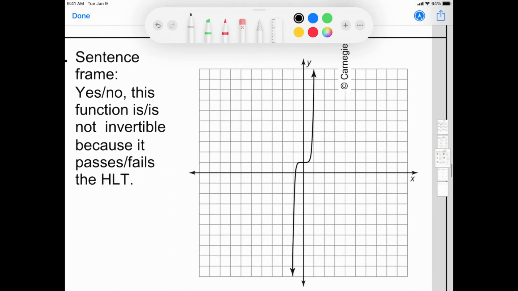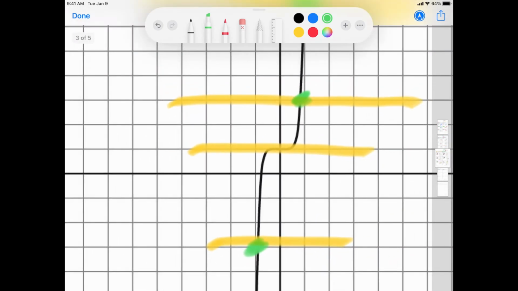All right, this looks like an odd degree function. I know that because I see the arrows going in opposite directions. I'm going to lay down a couple of horizontal lines to the best of my ability here. Okay, it's going to pass here, 1 dot, passes here, 1 dot, passes here, 1 dot. And here, although it looks like the horizontal line intersects the graph at multiple places, it's actually only going to be 1. So the answer is it passes.